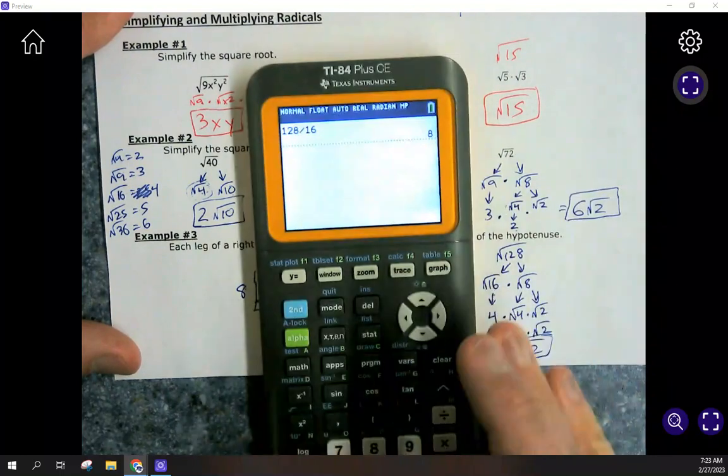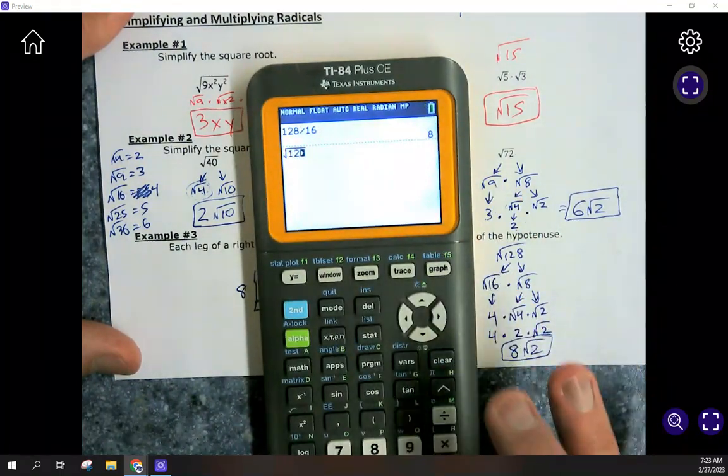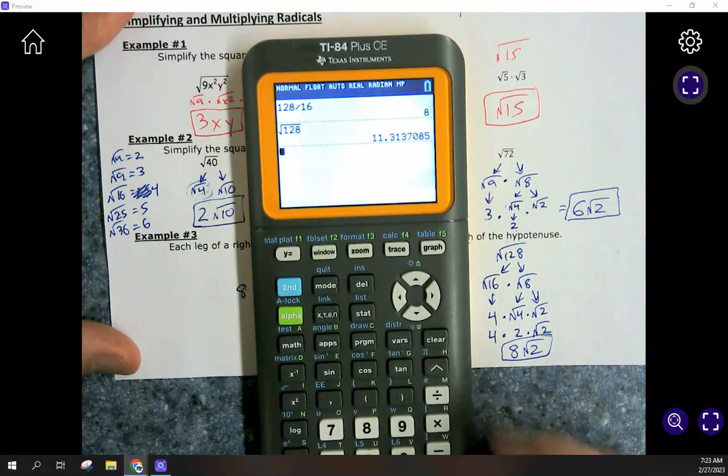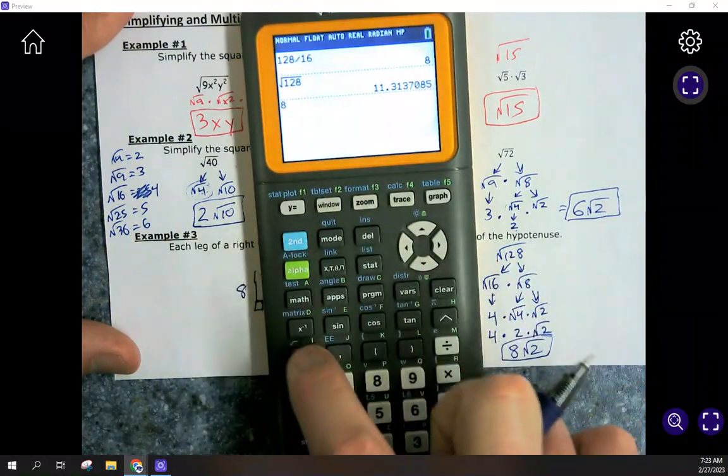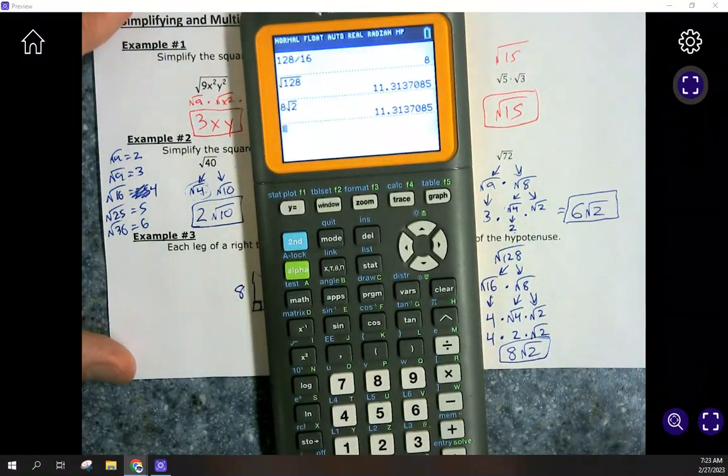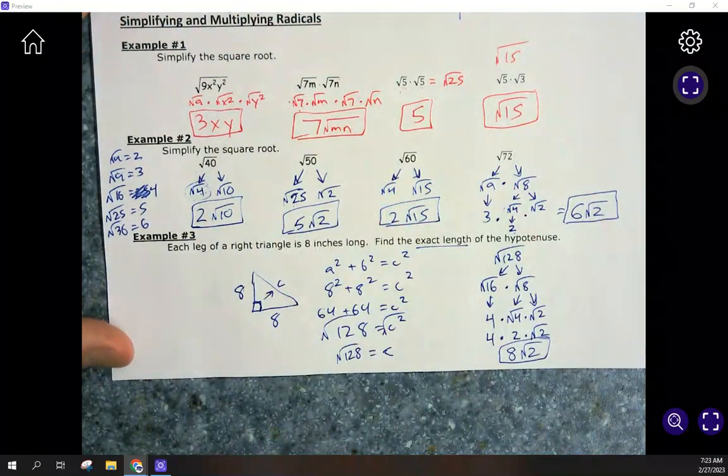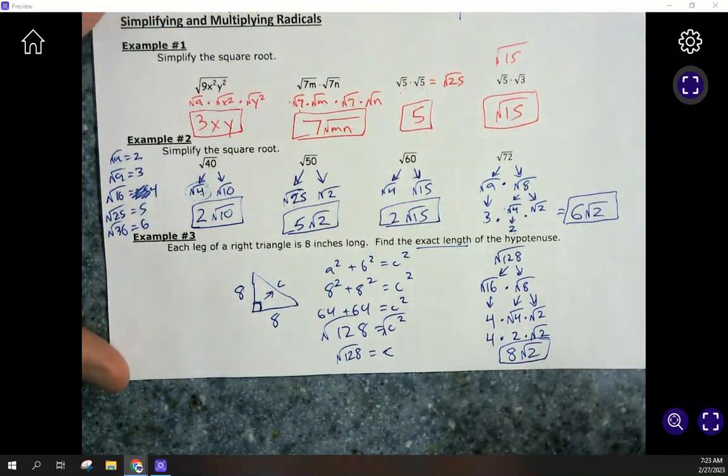I should check it. Square root of 128 is that nasty decimal. 8 square root of 2 is that same decimal, so I know I have simplified this correctly, and it is equivalent.